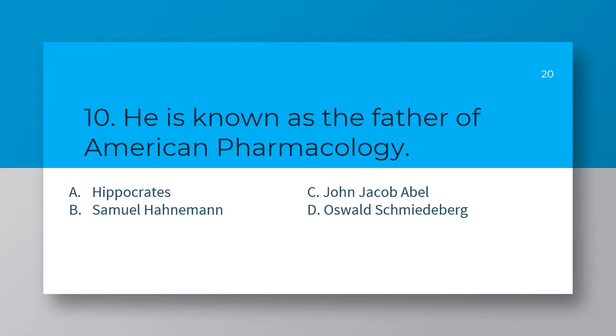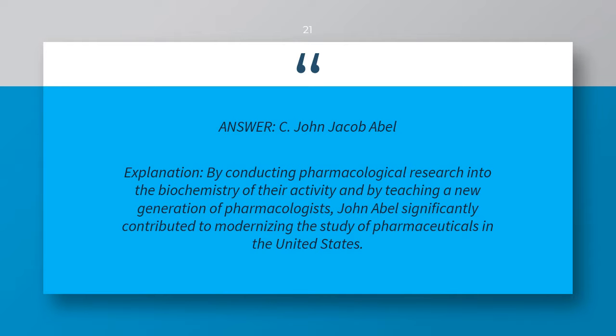Number 10. He is known as the father of American pharmacology. Answer is C. John Jacob Abel. Explanation. By conducting pharmacological research into the biochemistry of their activity and by teaching a new generation of pharmacologists, John Abel significantly contributed to modernizing the study of pharmaceuticals in the United States.